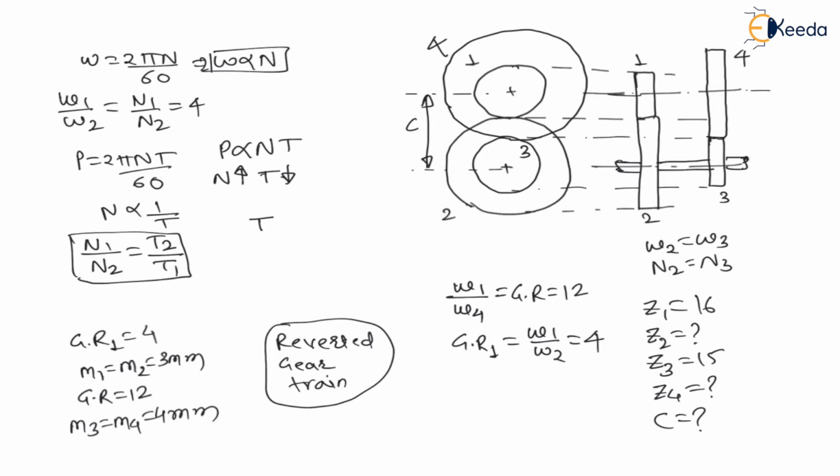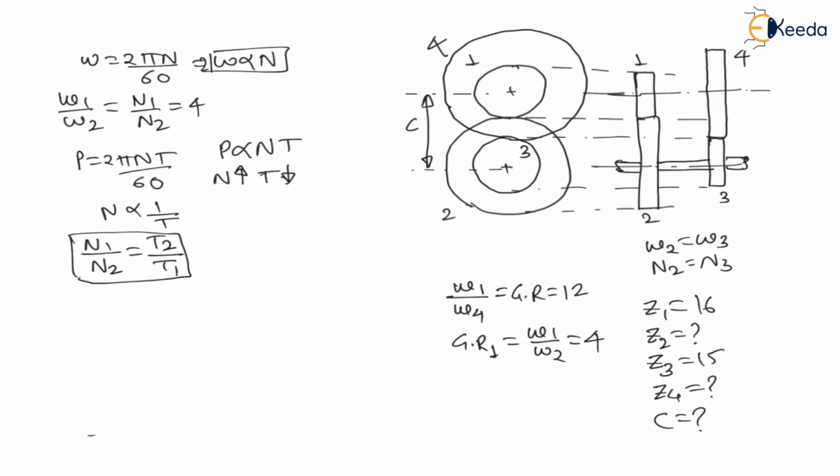Again, torque is nothing but tangential force into radius. Therefore, torque is directly proportional to radius. That means as torque is increasing, radius must increase, right? Therefore, the torque ratio T2 divided by T1 we can write as R2 divided by R1. Here the torque ratio can be replaced by radius ratio. Therefore, N1 divided by N2 is equal to T2 divided by T1, is equal to R2 divided by R1, which is nothing but D2 divided by D1, diameter of second gear divided by diameter of first gear, right?